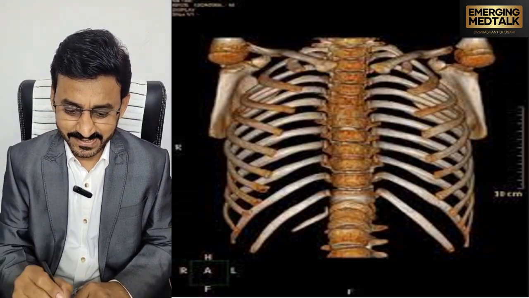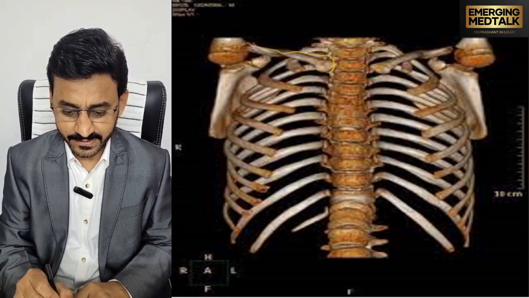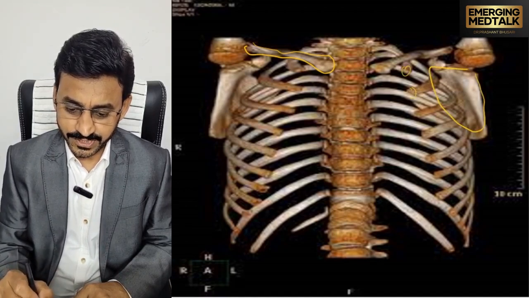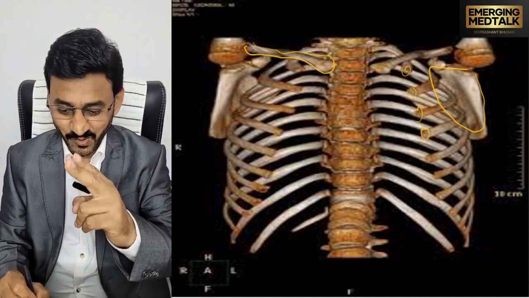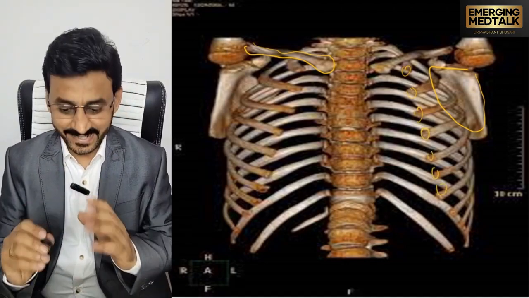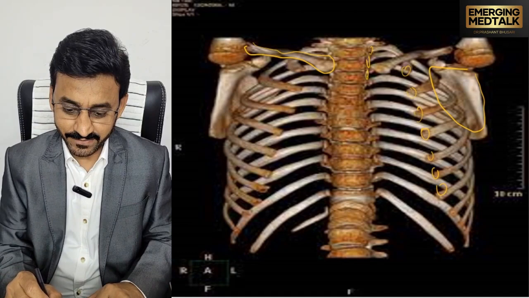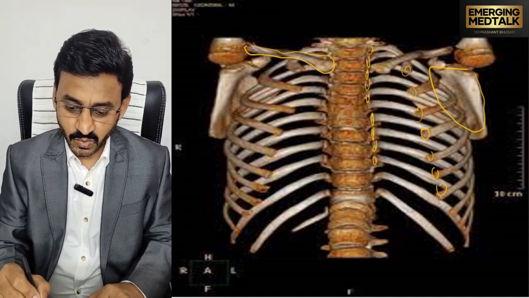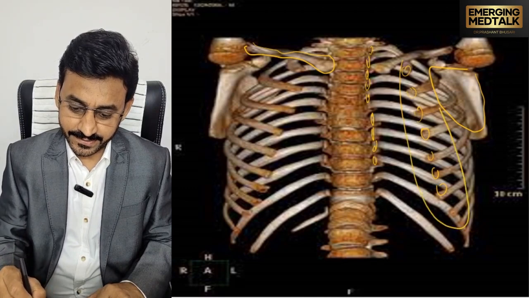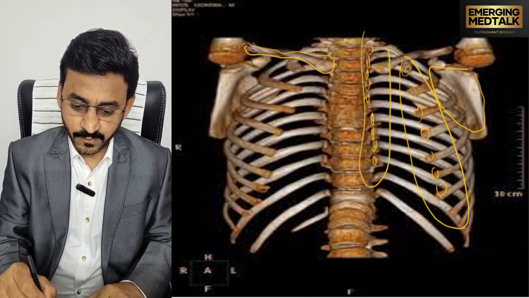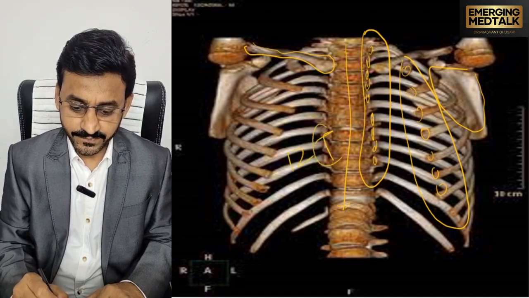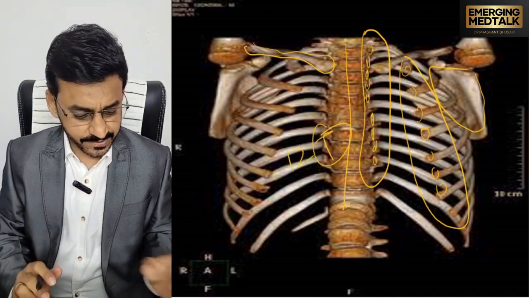So we can see on each side the clavicle, then here the shoulder blade. Which ends are anterior? This is important: these are the anterior ends, and on the medial side these will be the posterior ends. So these are the anterior ends, and these are the posterior ends, and all these will be the 12 thoracic vertebrae. So this is very simple.